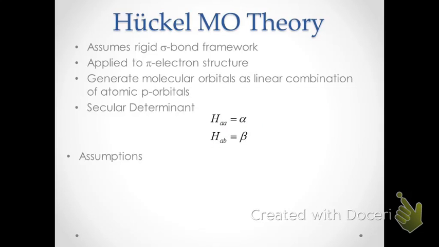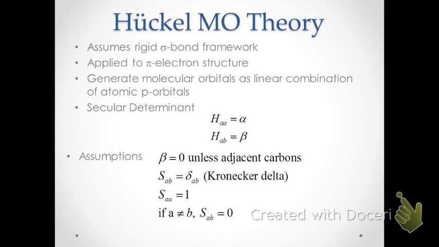Now, there are some assumptions that go into this Huckel molecular orbital theory. One is that beta, H_AB, is going to be equal to 0 unless the carbons are next to each other in the structure of the molecule. The other is associated with the overlap integral S_AB. When the two atomic orbitals are the same, due to normalization factors we talked about on the previous slide, this is going to be equal to 1.